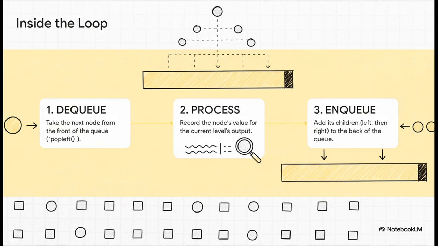1, dequeue. You pull a node from the front. 2, process. You do something with its value. And 3, enqueue. You add its children to the back. That's it. You just repeat this little dance for every node on the level.